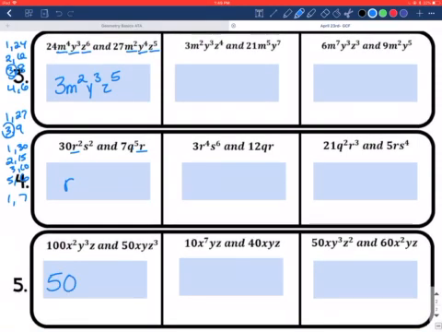For number 5, 150. Obviously, 50 can go into both of those, right? That one you don't even need to write it out. x squared and x is present in both of them, so we take the smallest. y, it's present in both of them, so we still take the smallest. And z, it's present in both of them, so we take the smallest.